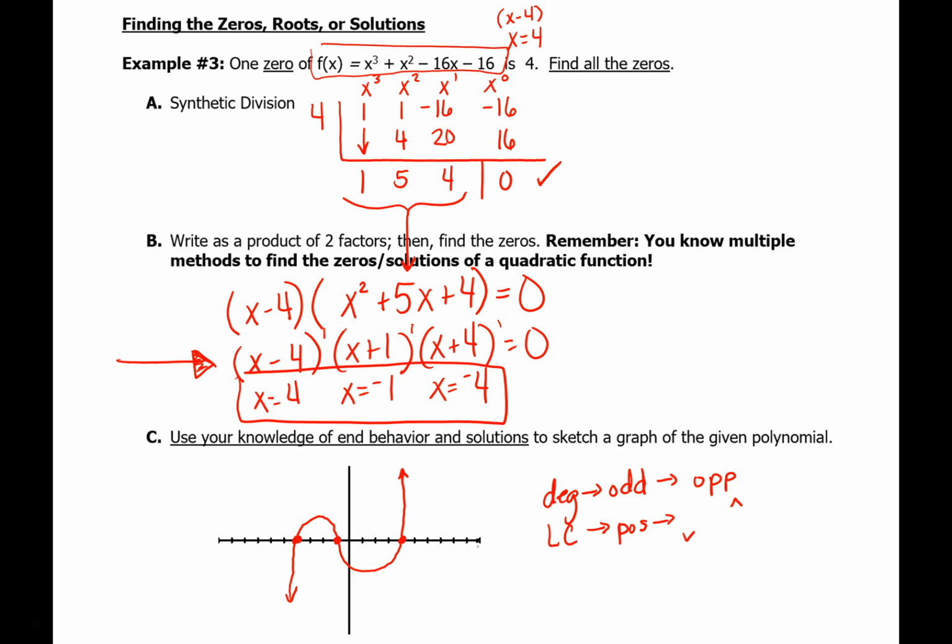So synthetic division allowed us to do a lot here. It allowed us to verify that we have a 0 or an x-intercept. It allowed us to write a depressed polynomial so that we could factor, and then we were able to use, in this one, factoring and zero product property to get solutions, which helped us to draw a rough sketch.